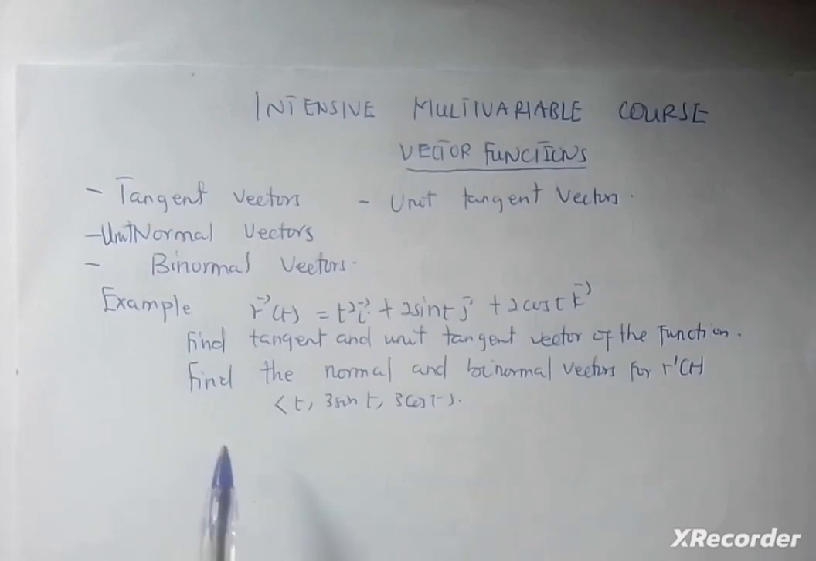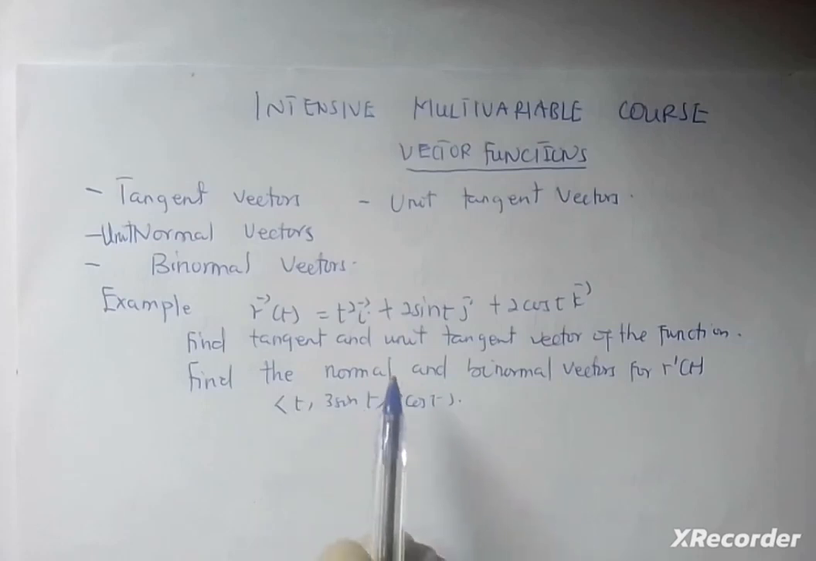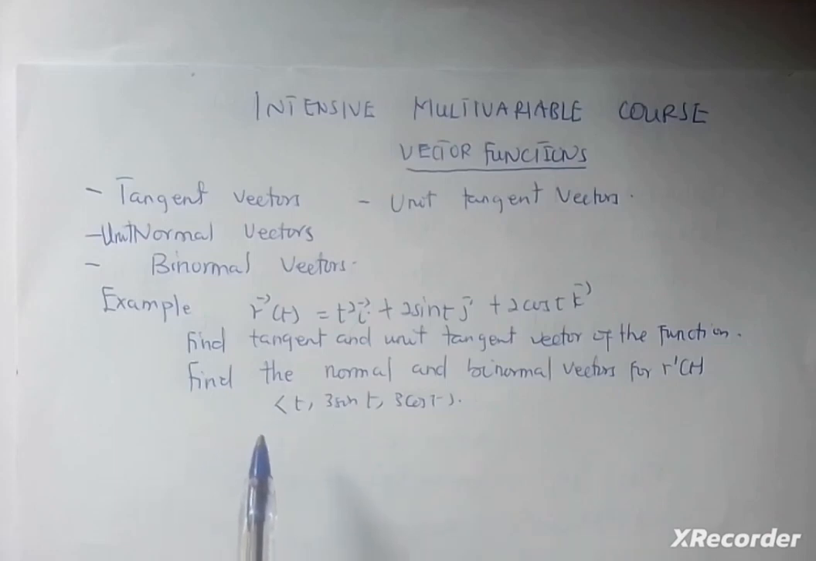For this class, we consider tangent vectors, unit tangent vectors, unit normal vectors, and binormal vectors with some sub-examples.